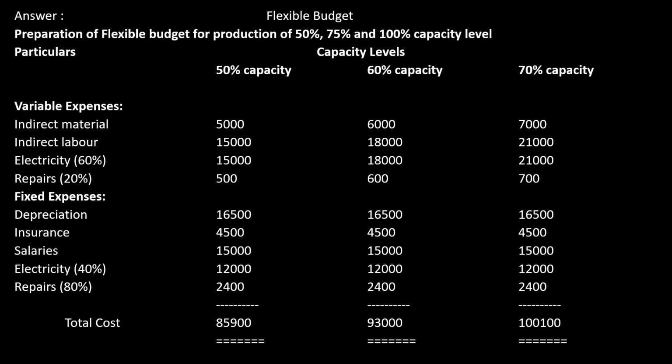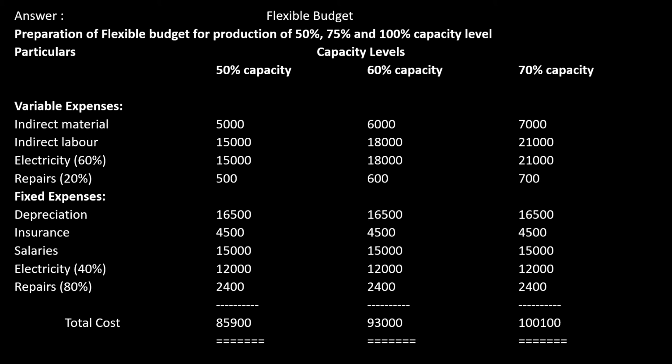Then electricity charges. 60% is variable, and the 60% amount works out to 18,000. So 18,000 by 60 will give me 300. In the same way it is 15,000 and 21,000. Then repairs. Repairs is given as 20% variable, and the value for that 20% is 600 rupees. So 600 divided by 60 will give me 10. So 10 into 50 will give me 500, and 10 into 70 will give me 700. That's all about your variable expenses. Now we'll go to fixed. Fixed means it is fixed for all levels.